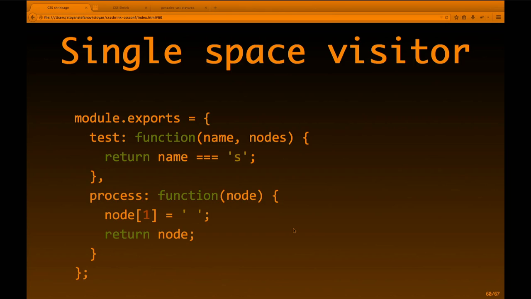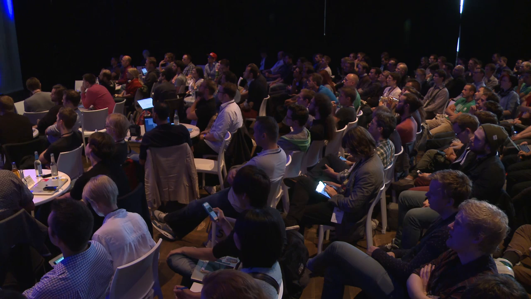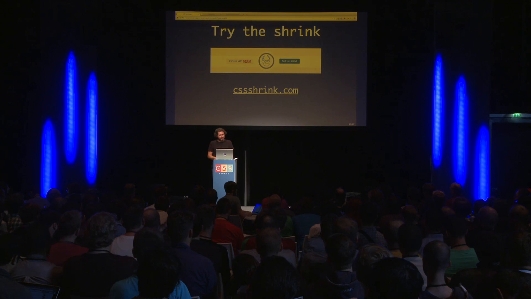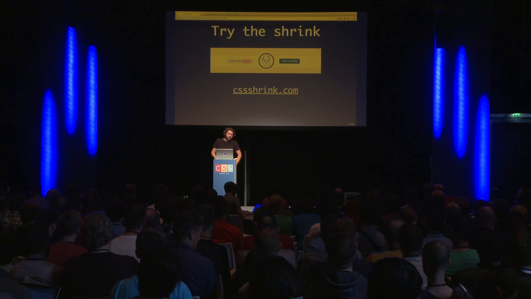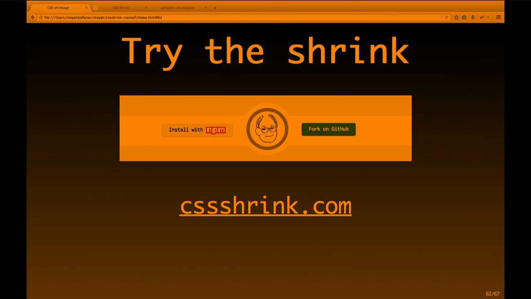All right. Too much talking. What's in it for me? What have you learned today? You can try the CSS shrink. Like I said, it's not feature complete yet. It works pretty well, but there are some more things that I would like to add to it. It's an NPM module, so it can be part of the process. And I think people have already written plugins for popular static resource management systems like Gulp and Grunt.